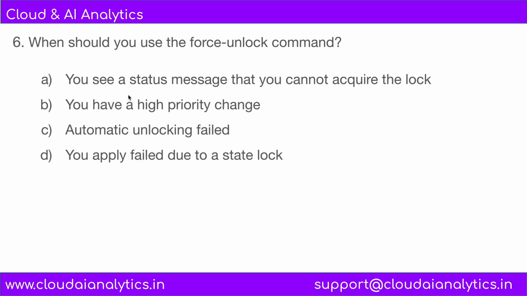Option A, you see a status message that you cannot acquire the lock. This usually means another operation is in progress and you should not force unlock in this case unless you are sure the operation is no longer running. The next option is option B, you have a high priority change. Priority does not justify bypassing a lock, so obviously this is the incorrect choice. Now we will move to the last option, option D, your apply failed due to a state lock. This could mean Terraform couldn't get the lock. In that case, we should wait and try again first.